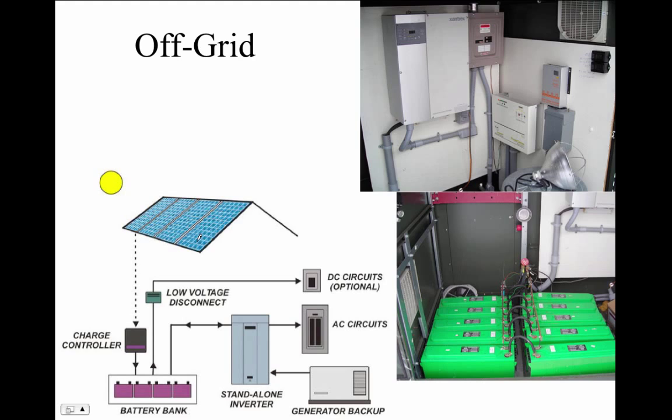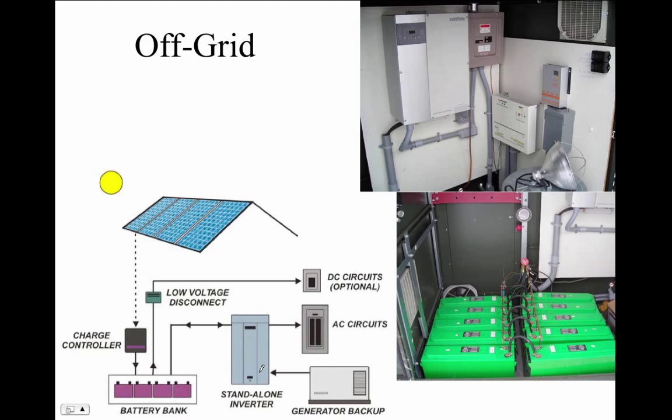So we've talked about these kinds of systems before. Typical components include solar panels, charge controller, batteries, and an inverter here. And you might have a backup generator that ties into that inverter, so that if the solar panels aren't keeping up, then that generator can come in.